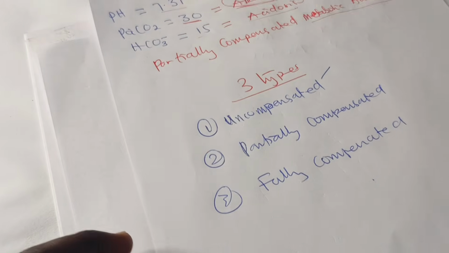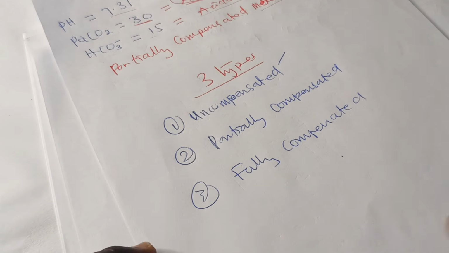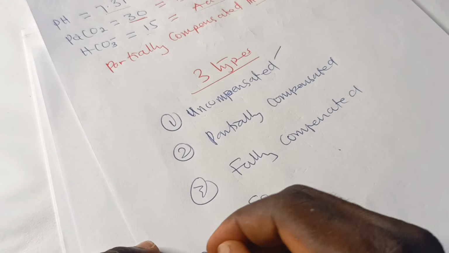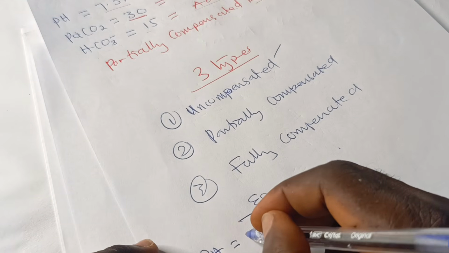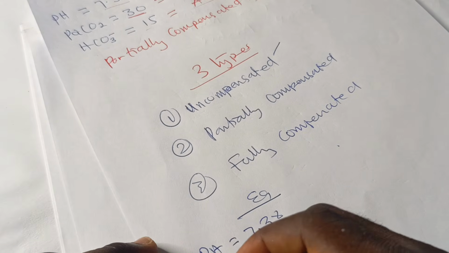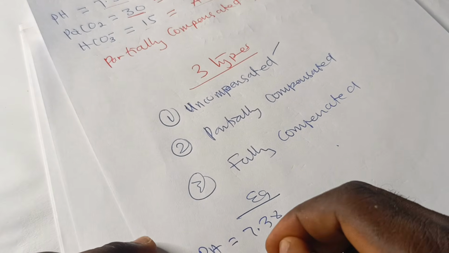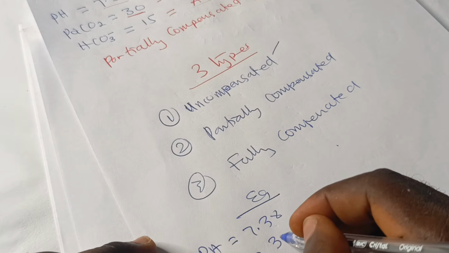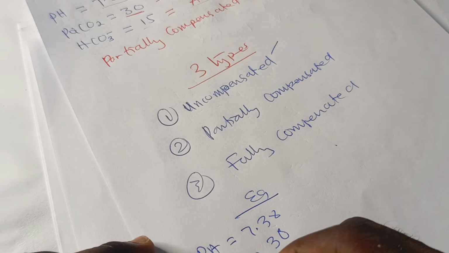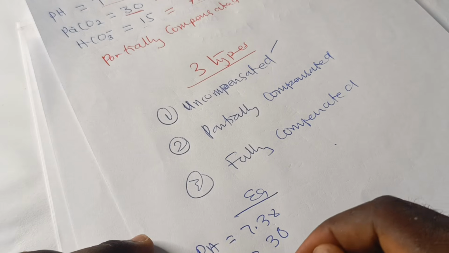So let's look at another example. Assuming we have an example where the pH is equal to 7.38, then the carbon dioxide is 30 and bicarbonate is 18.